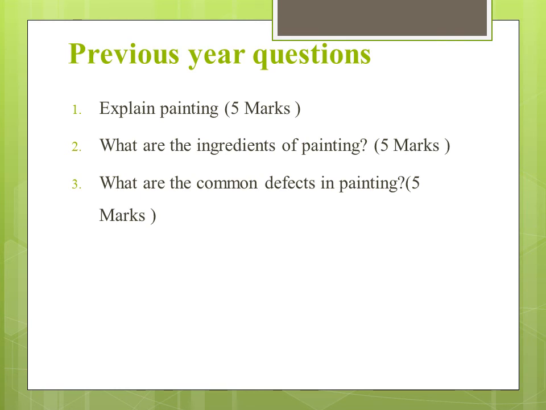Before that, in the beginning we had certain questions. What is pointing? Why pointing is done? What are the types of pointing? What is a paint? What are the ingredients of paint? How painting can be done, that is the process of painting, and what are the defects in painting. So from these questions, the previous year questions asked are: explain painting. As you all know, here you need to explain the characteristics of an ideal paint and the uses of paints too. What are the ingredients of paint?